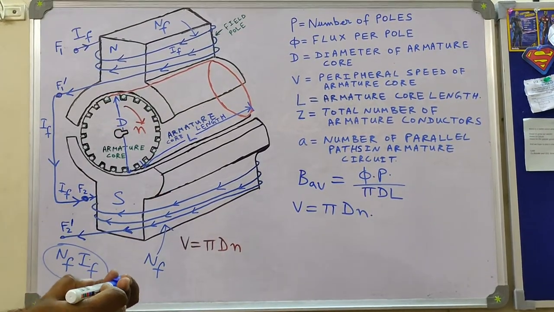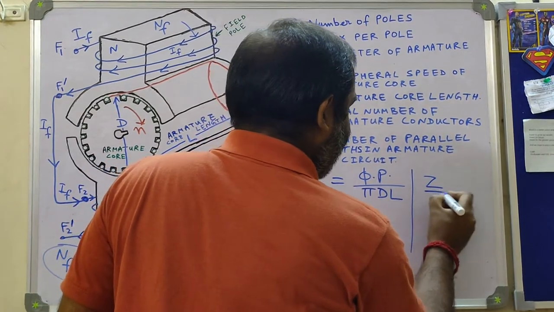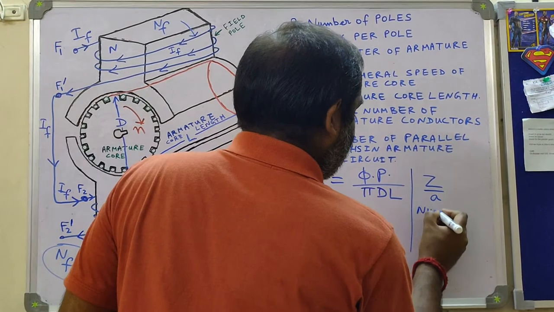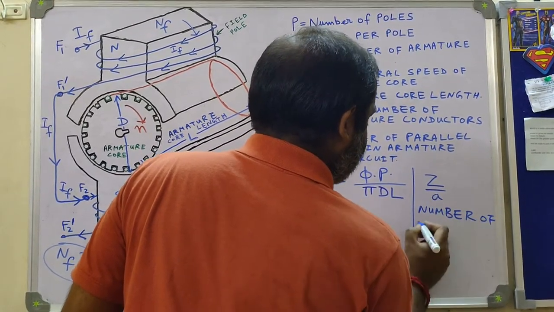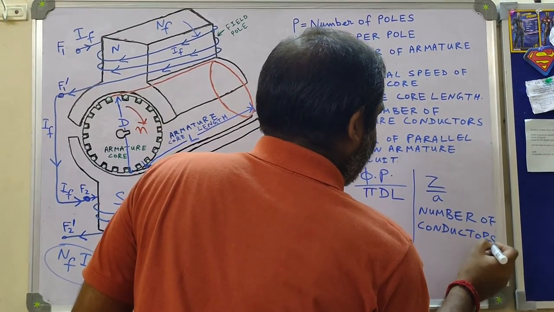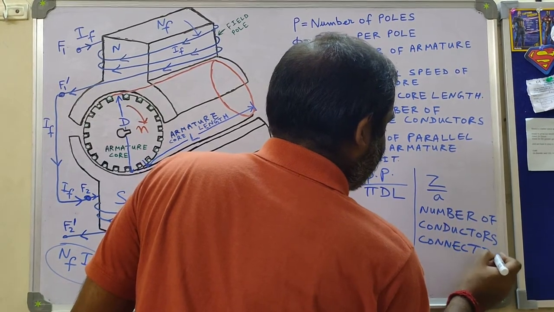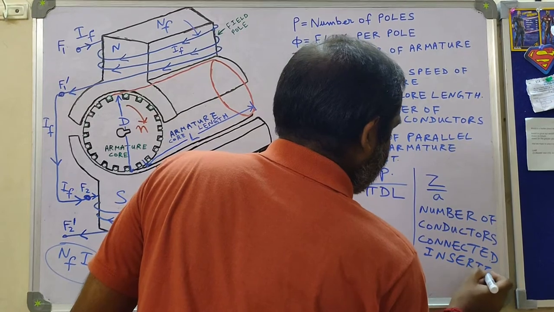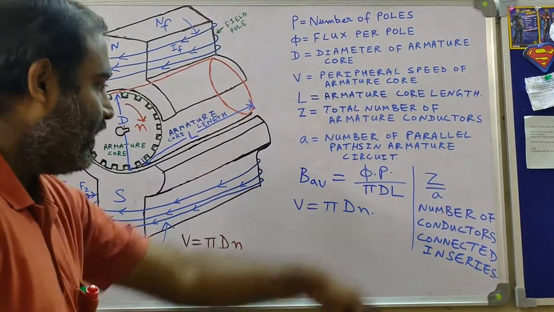Now, what is the number of conductors connected in series? It is Z by A. What is Z by A? Z by A is nothing but the number of conductors connected in series, or you may also call it the number of conductors in each parallel path, Z by A.